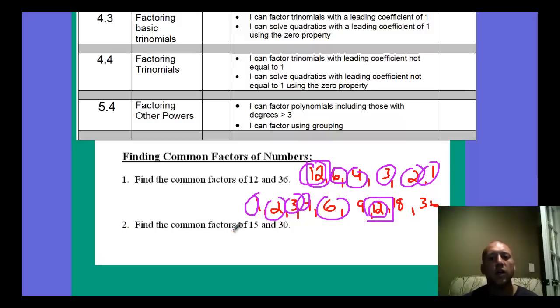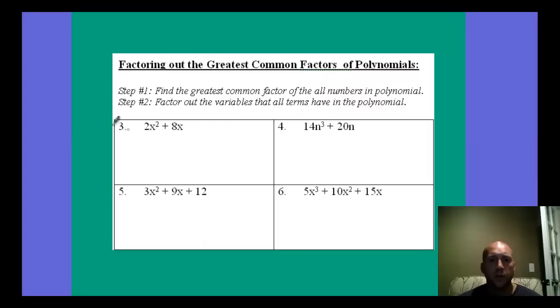So here are the common factors. We want to find the GCF. 15 is the GCF, the greatest common factor of 15 and 30. That's what we're doing here. When we're looking at polynomials, we're really looking at each term, and we're looking for their common factors. We're looking for a GCF.